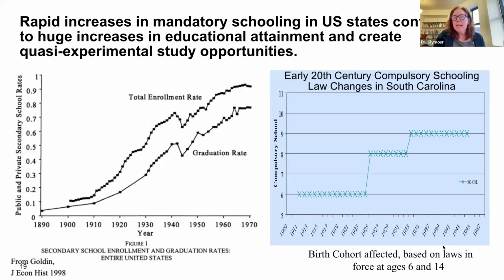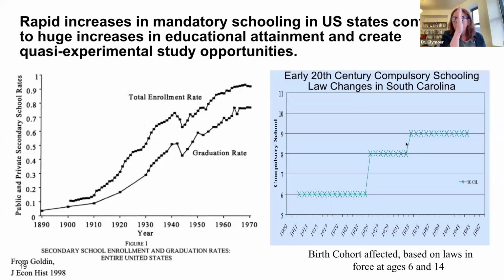So on the x-axis here is the birth cohort. And for each birth cohort, you can calculate the mandatory compulsory schooling. So the laws that were in force at age 6, when they said you have to go to school at age 6 or age 7 or age 8, and the laws that were in force about what age they could drop out. And you can see that for children born in like 1925, they were required to go to 6 years of school. But children born a year later were required to go to 8 years of school. And then in 1934, they changed the law again, adding another year.